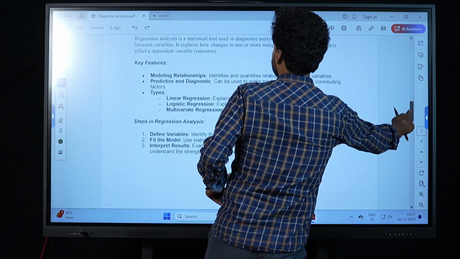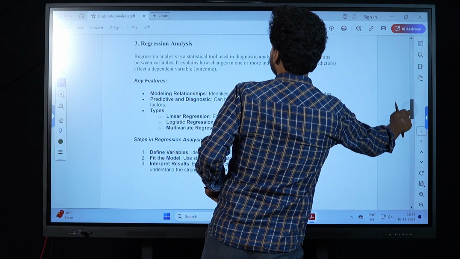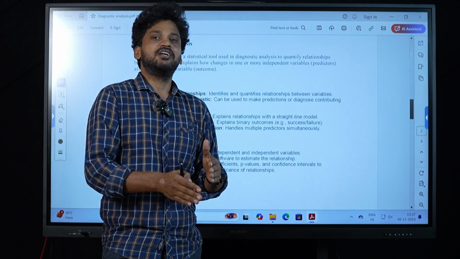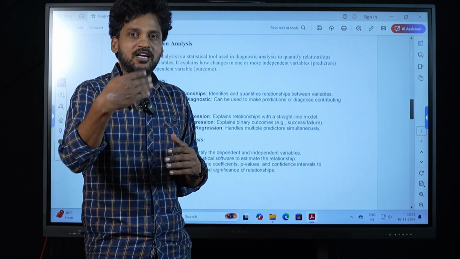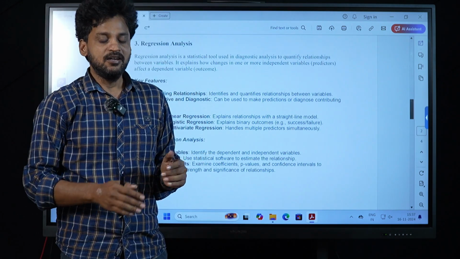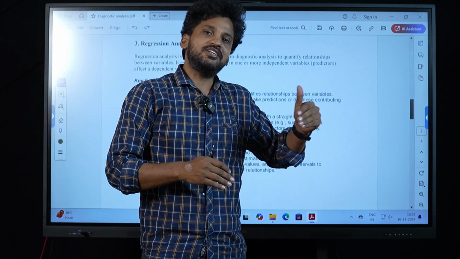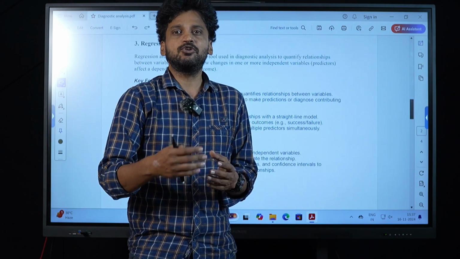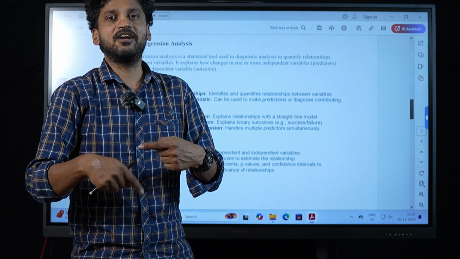Regression analysis. What is regression analysis? Regression analysis is statistically used in diagnostic analysis to quantify the relationship. What is a regression? Regression actually tells you the relationship between continuous variables, right? Today the temperature is this one. Yesterday the temperature was this one. Now, what could be the predicted temperature for tomorrow, right? This is called a regression.